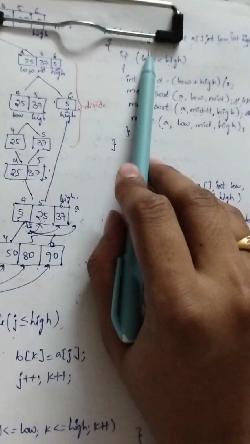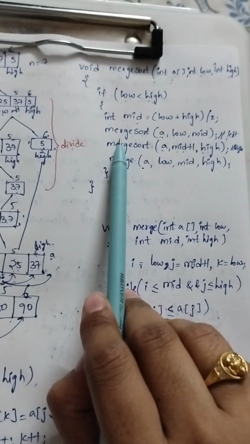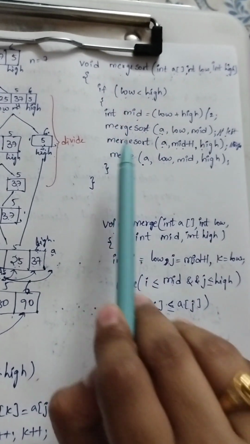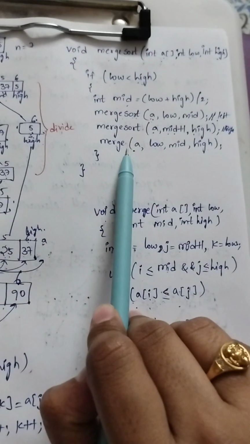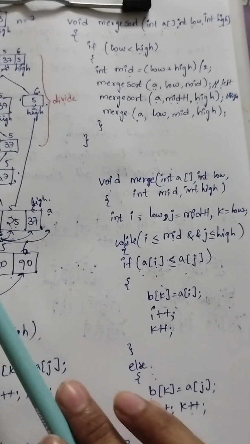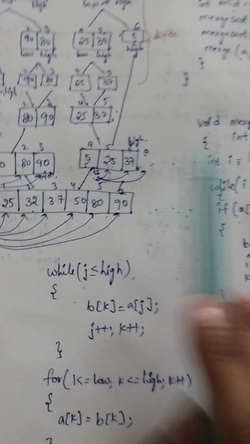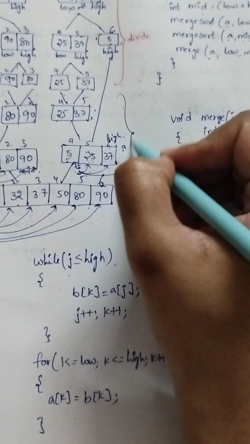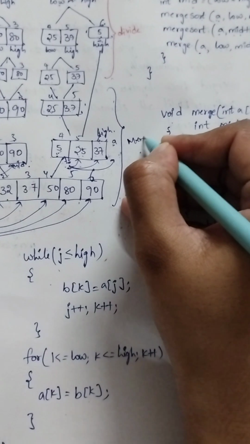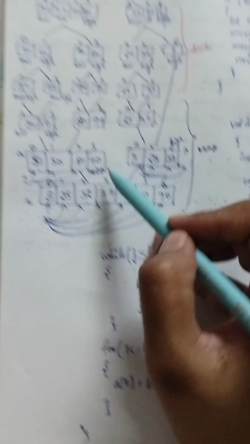So this function is for dividing left subarray and right subarray and next merging. So control is moving from here to here and merging the sorted subarrays, right? So this part is what? Merging. This is what? Division. And this is what? Merging.